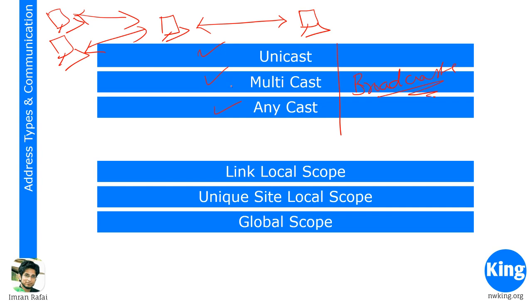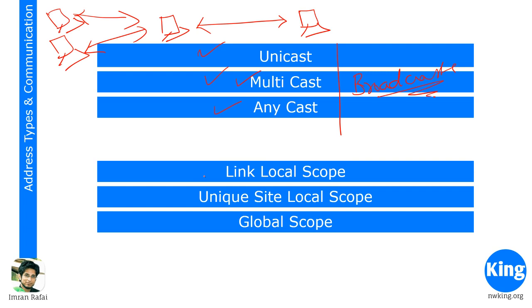Multicast in IPv6 would do almost everything that broadcast did, but in a much more efficient way. Broadcast as such is not there, but multicast would do everything that broadcast did. Types of addresses: you have 3 types: link local, unique site local, and global scope.